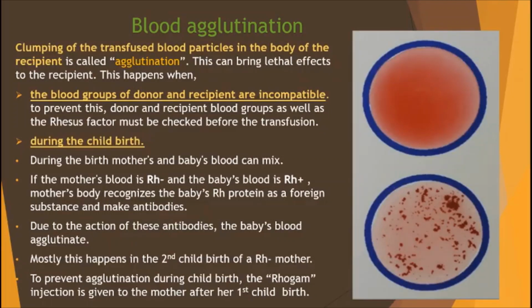In the diagram you can see a normal blood sample and an agglutinated blood sample. When the blood is agglutinated, the oxygen transporting process malfunctions. That brings dangerous effects to the recipient, or to that Rh positive baby during childbirth.